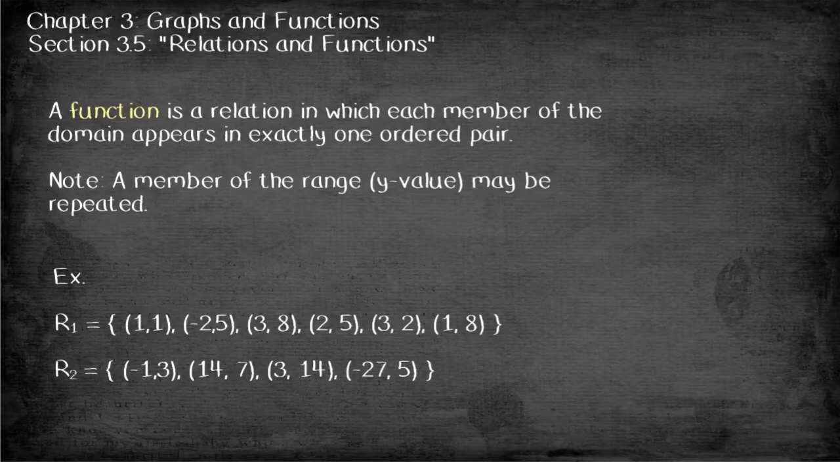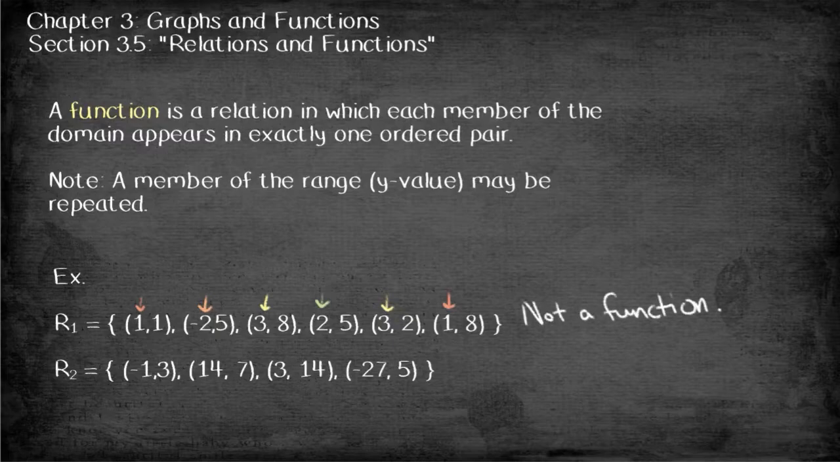Okay, so here we have two relations, and we want to decide if either of these two relations are functions. So let's look at the first one, R1. For domain values, we have 1, -2, 3, 2, 3, and 1. So you see that we repeat the x values 1 and 3, which means this is not a function.